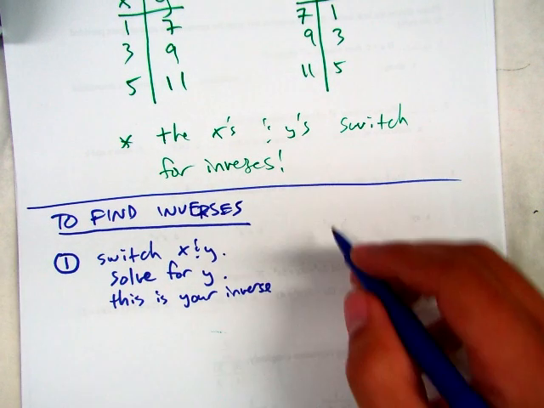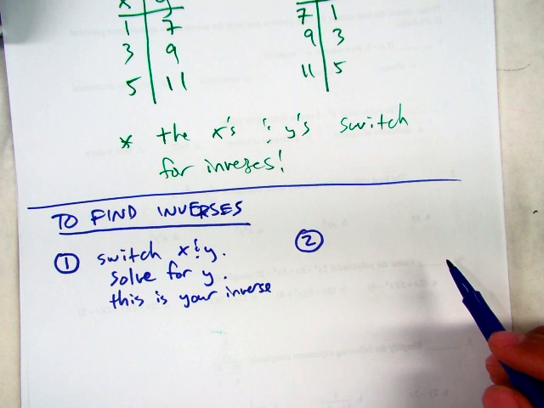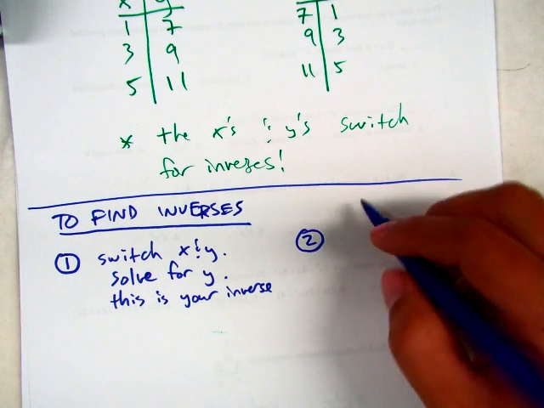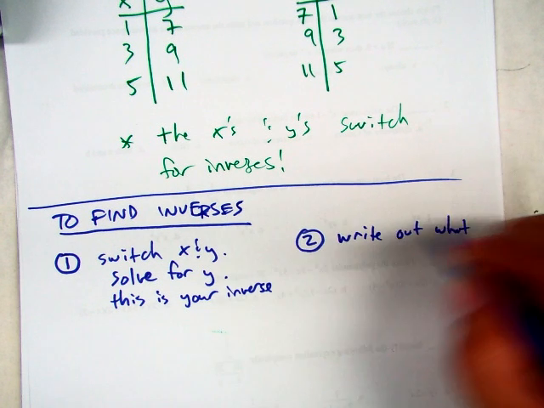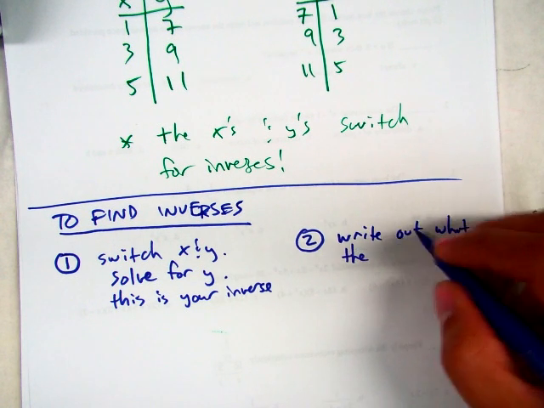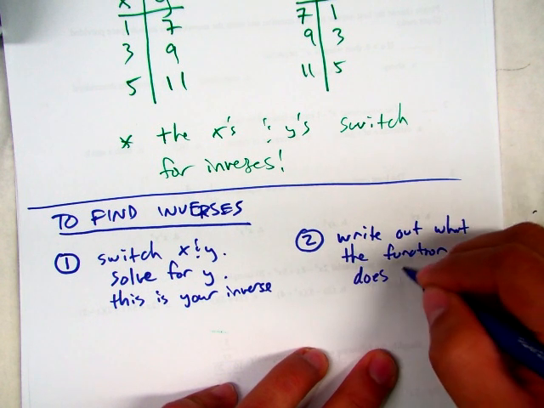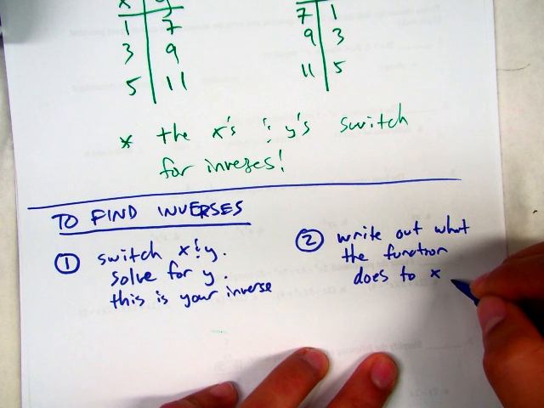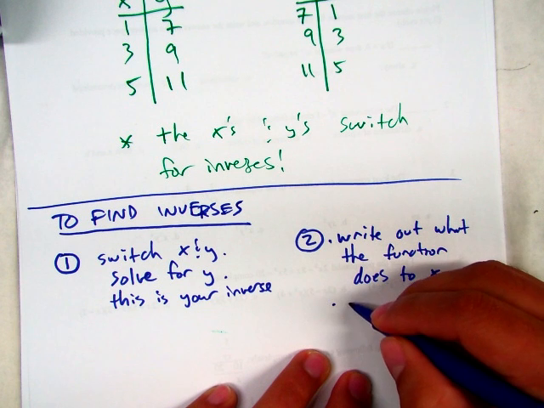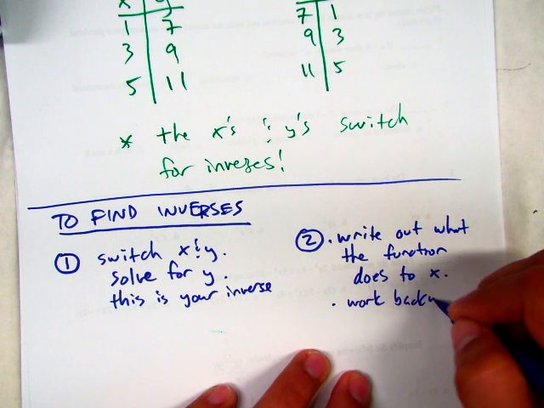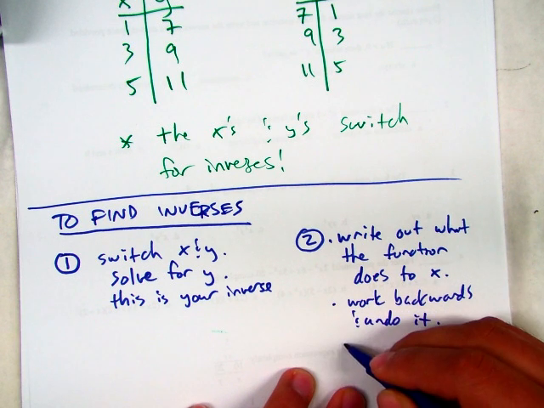The second option. This is actually a really cool option. You write out what the function does to x, and then you work backwards, and I'll show you what this means, obviously, and undo it. This is the inverse after you do that.